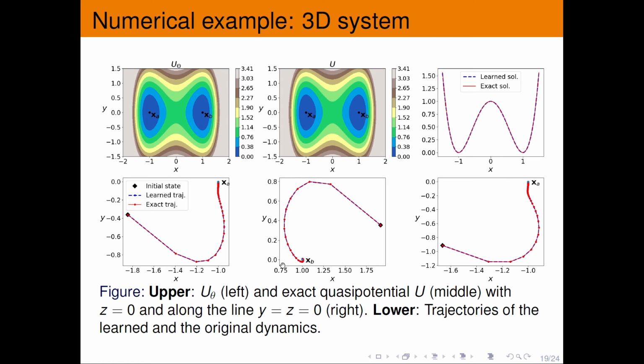Also shown are the plots of the learned quasipotential and the exact one, as well as 3 trajectories of the learned and the original dynamics. From these figures, we can see that both the learned quasipotential and the learned dynamics agree well with the true ones.